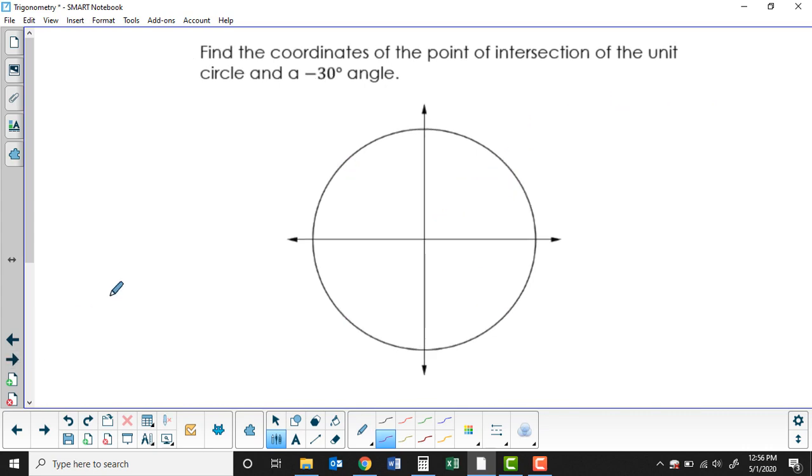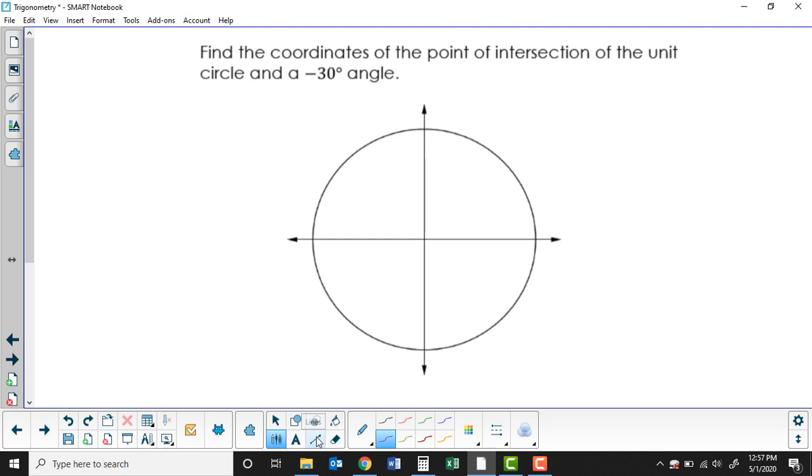All right, so finally, one more. It says find the coordinates of the point of intersection of the unit circle in a negative 30-degree angle. All right, negative 30. So again, negative 30. You guys know that means we're going to start here. We're going to work our way down.